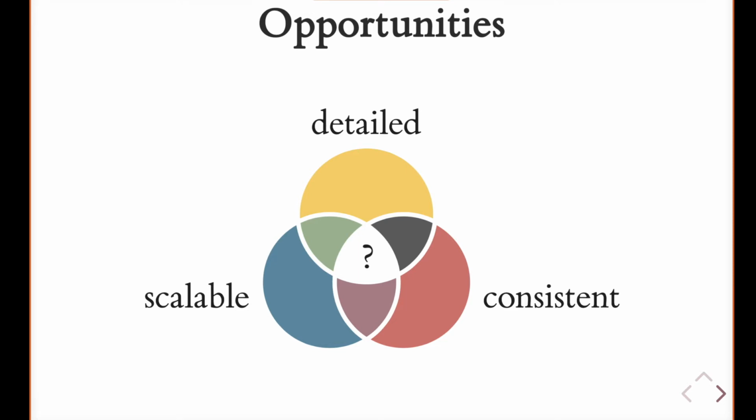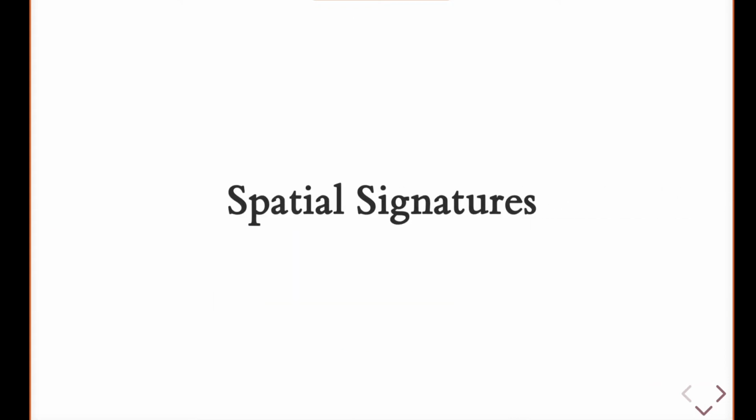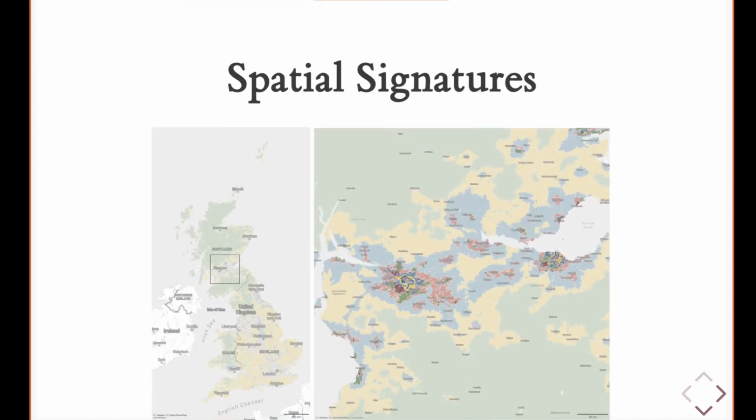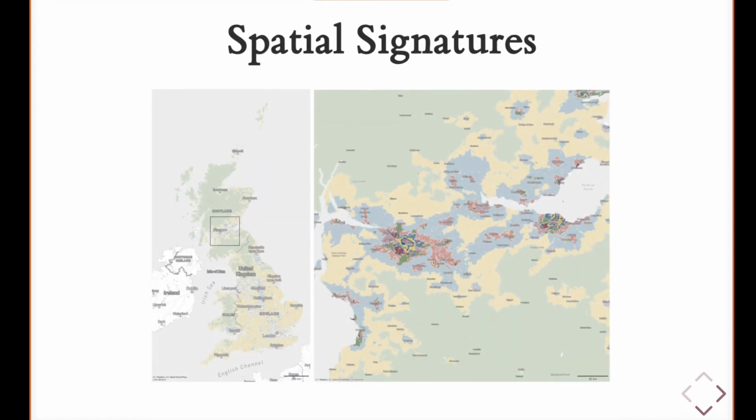And one of the works which is trying to be at the same time detailed, consistent, and scalable is our research trying to identify a spatial unit which we call spatial signature. And spatial signature is a characterization of space based on form and function designed to understand urban environments. But it's not by default a characterization of built environment only. So spatial signatures are covering entirety of space. In the case of Great Britain, we have identified 20 different signatures, from very natural signatures like those covering the whole highlands up in Scotland to very dense neighborhood centers in large metropolitan areas.